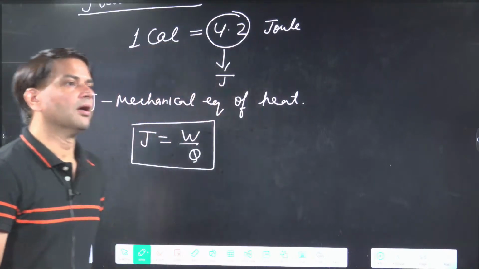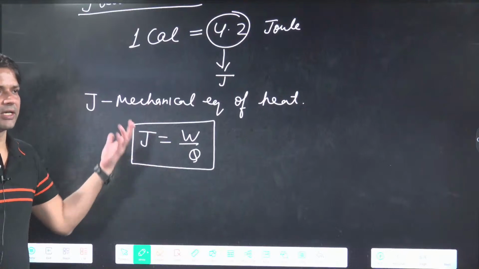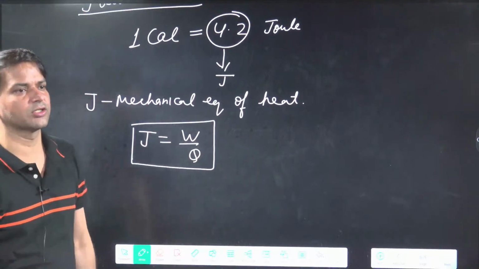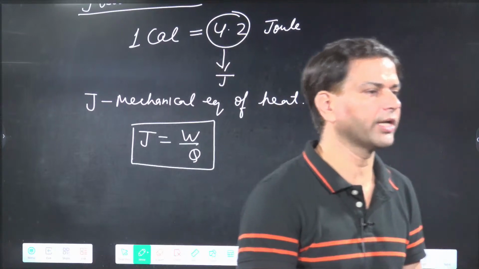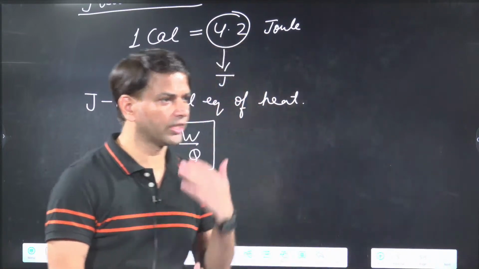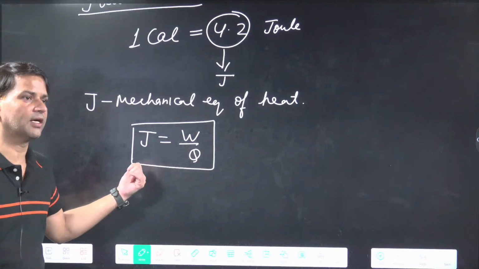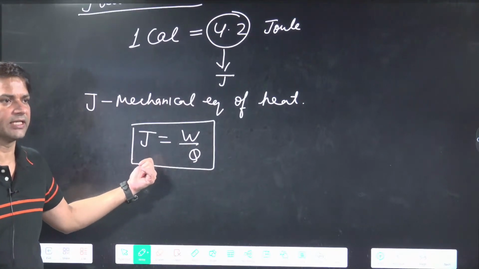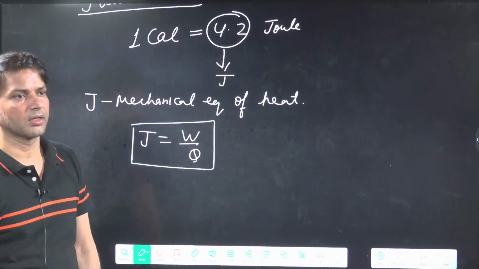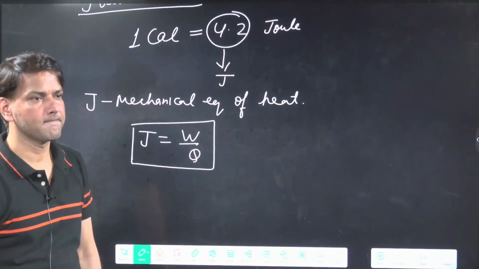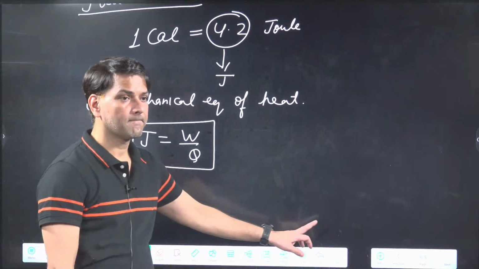Already we know this relation, 1 calorie is equal to 4.18 joule, but numerically we use 4.2 joule. And if suppose you know the work and you know the heat, then how can we calculate the mechanical equivalent? J is equal to W by Q. Okay. Completed.